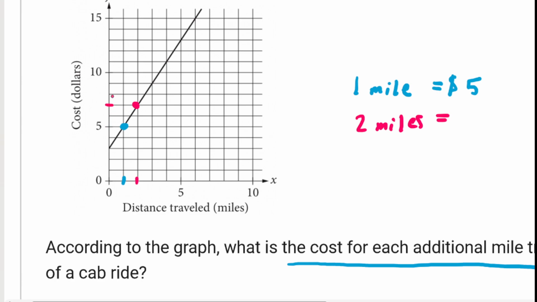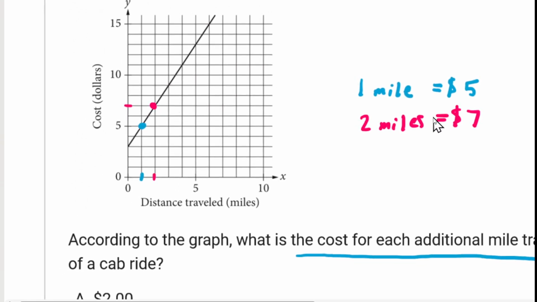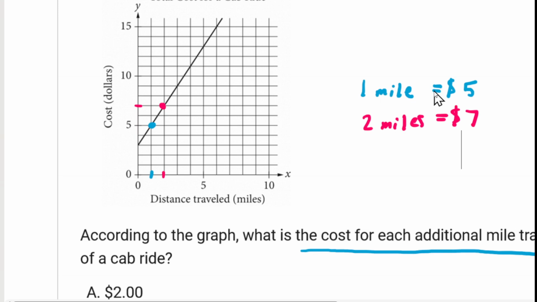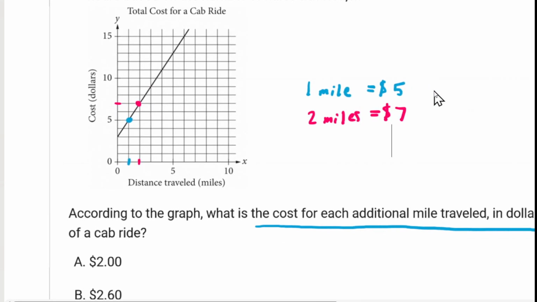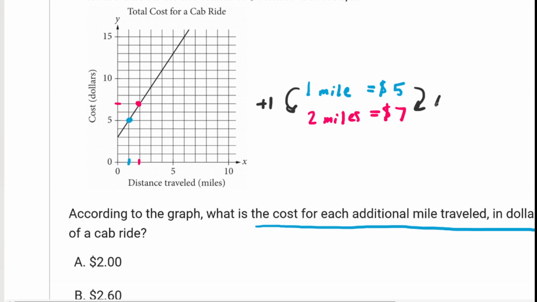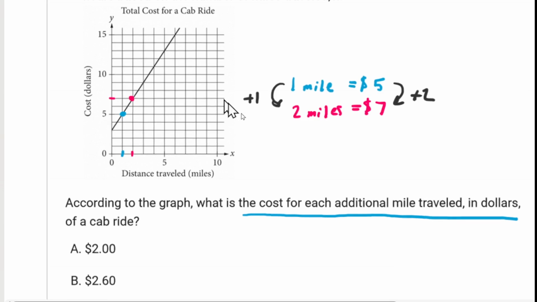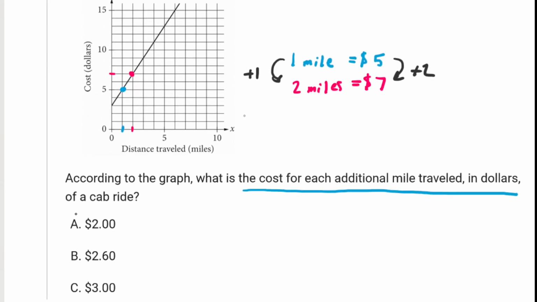Each unit on the y-axis is equivalent to 1. It just goes 5, 6, 7, 8, 9, 10. We can see, therefore, that that cost is $7. So now let's zoom out and look at the problem again. It says, what is the cost for each additional mile traveled? Well, 1 mile was $5, 2 miles was $7. You can hopefully see that as you travel an additional 1 mile, the cost went up by $2. So we increased the number of miles by 1, and then we increased the cost by 2. So it's $2 for that additional mile. That must be the correct answer, choice A.